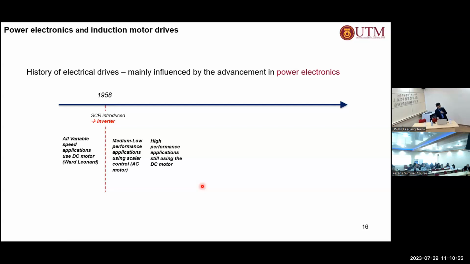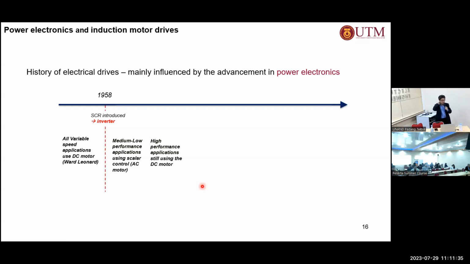But then after the SCR or the inverter was invented, more people shifted from DC drives to AC drives, because after the inverter was invented, the DC voltage can be converted into a variable frequency, variable amplitude AC voltage, right? Which means that we can use induction machines, which were previously used for constant speed applications, to control the speed now, all right? But that is not good enough, because at that time, the technology was only available on how to control the frequency and the magnitude of the AC voltage, all right?